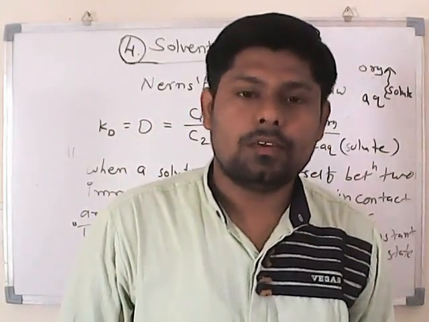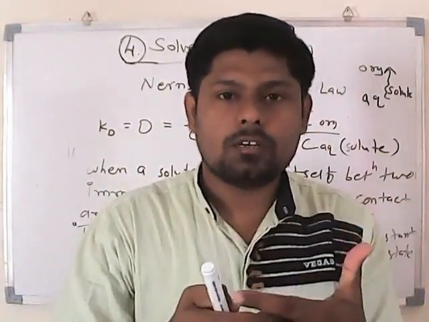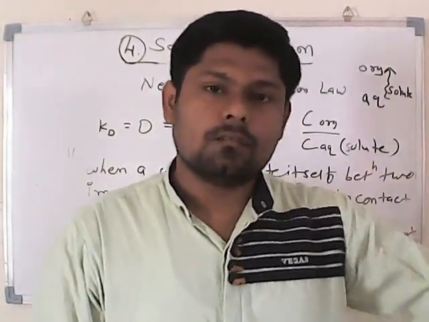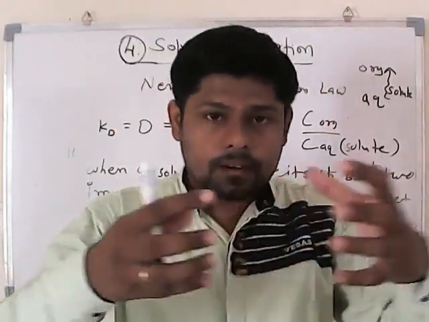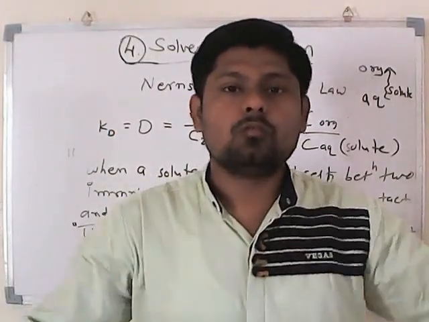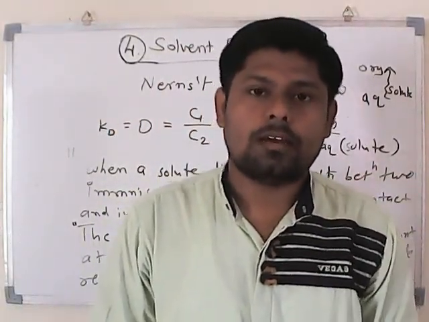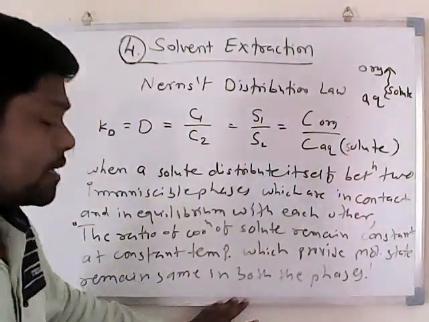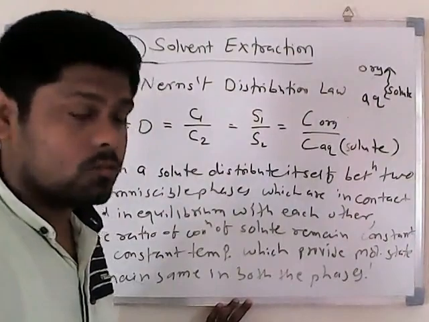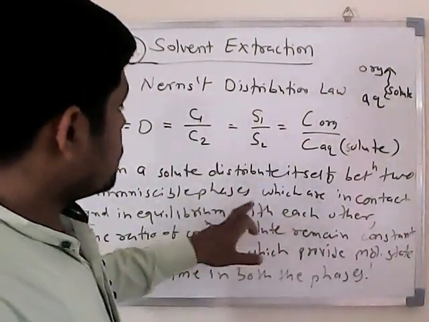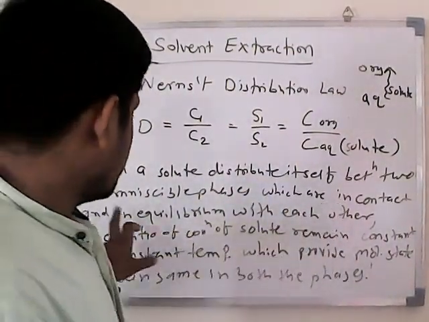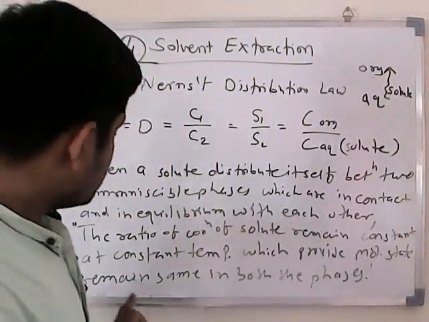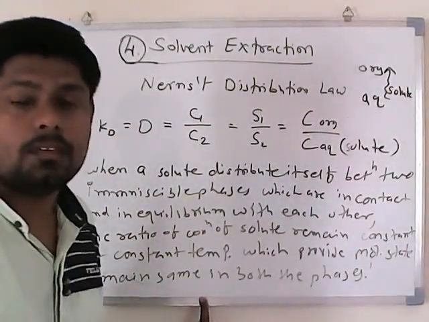Association means solutes combine together and form a new complex. Dissociation is the reverse of association: it breaks down the compound and gives two or three or more kinds of solute. Okay, so those are also known as the limitations of the law of distribution. The two phases must be in contact with each other and in equilibrium with each other. Also, the molecular state must remain the same in both the phases.